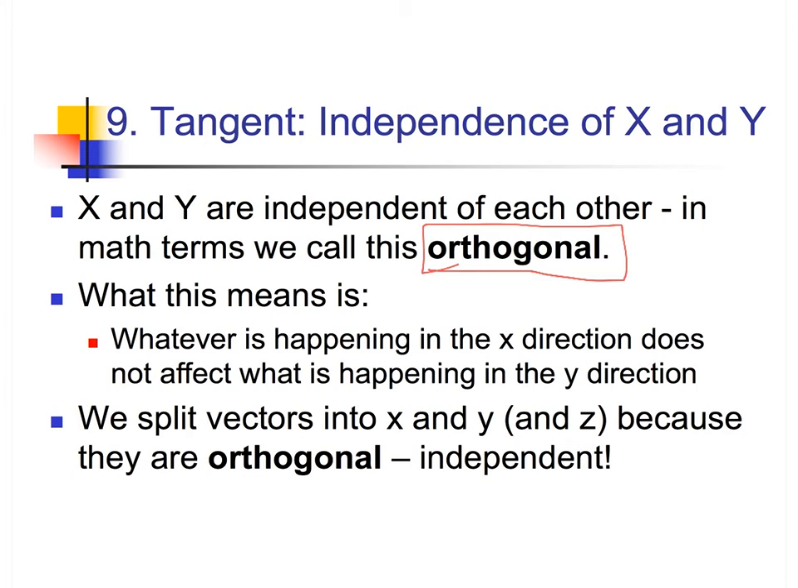The reason why we're constantly splitting vectors into x and y is because x and y are independent. X and y are orthogonal. And we're going to take advantage of that, and we'll see in a little bit when we start getting into forces and actually applying this to some problems. We're going to take advantage of the fact that the x and y are independent and split things into vectors to make our lives a lot easier.